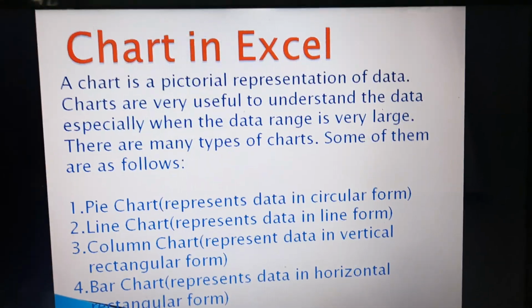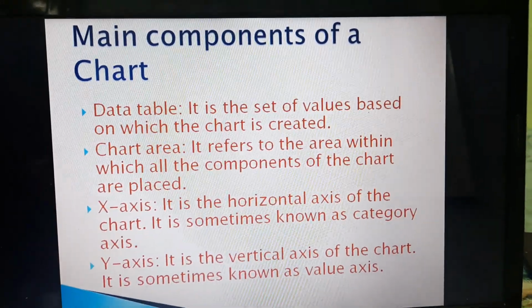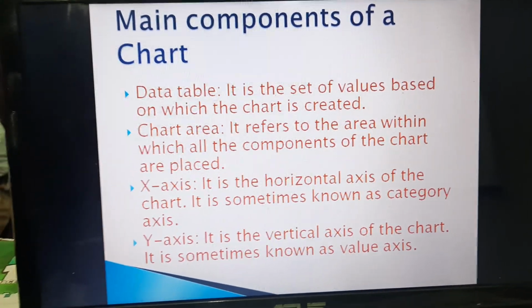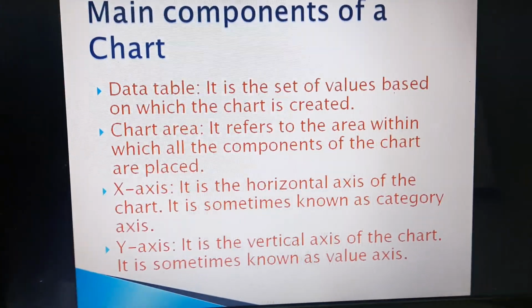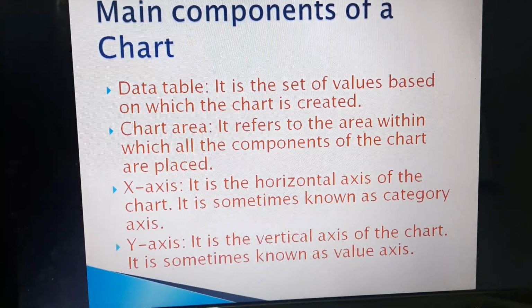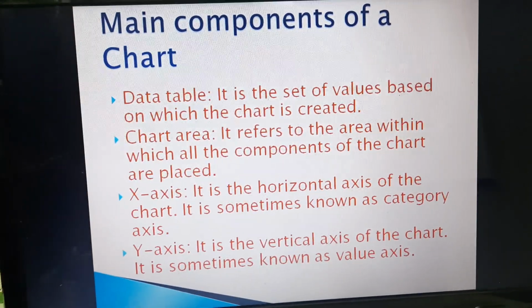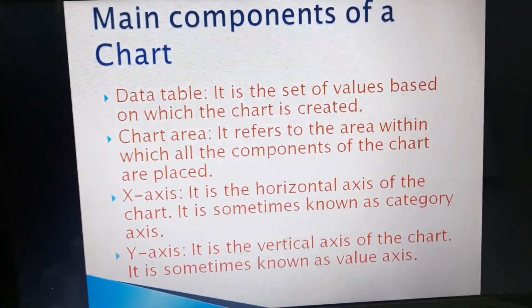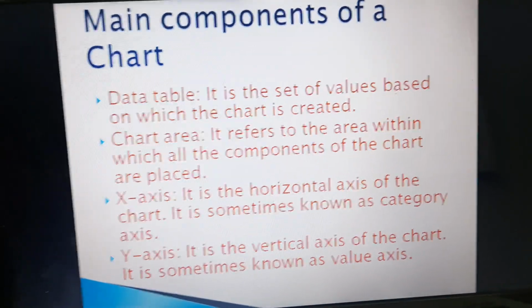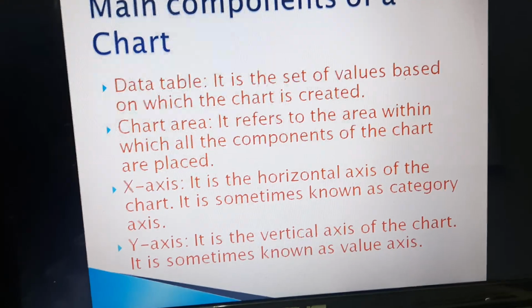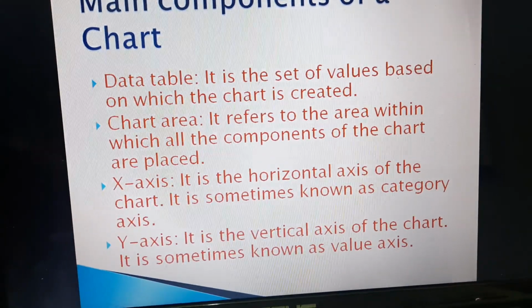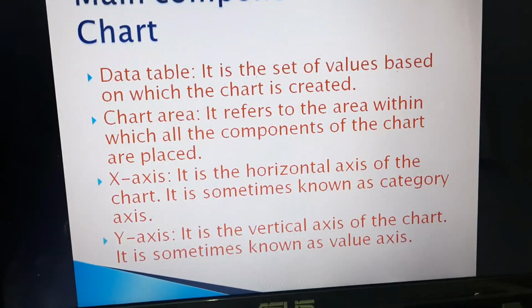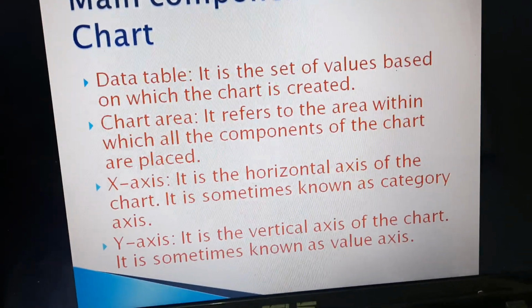Now the main components. What are the main components by which a chart is created? The first main component of a chart is the data table. It is the format, the base by which the chart is created. It is a set of values based on which the chart is created. Next is the chart area. It is where the chart is created, within which all the components of the chart are placed. The area where all the parts are placed.